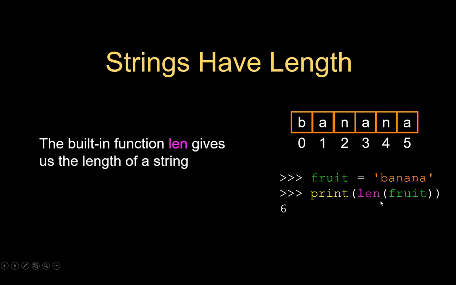We're going to print the length of the fruit. The length of the fruit is 6, because we have 6 characters starting from 0. And basically, when we print the length of fruit, we get the output, which is 6.